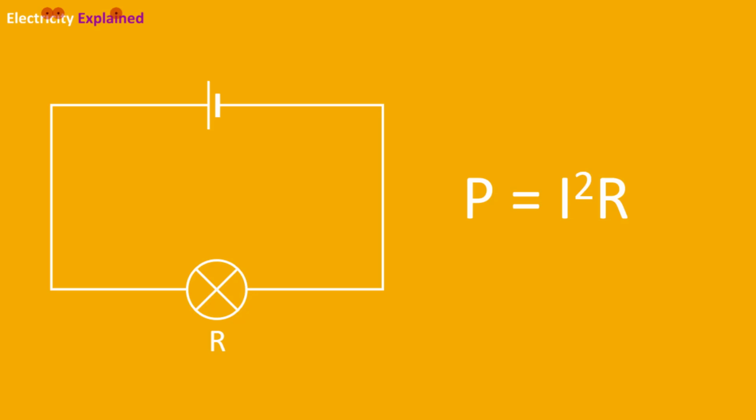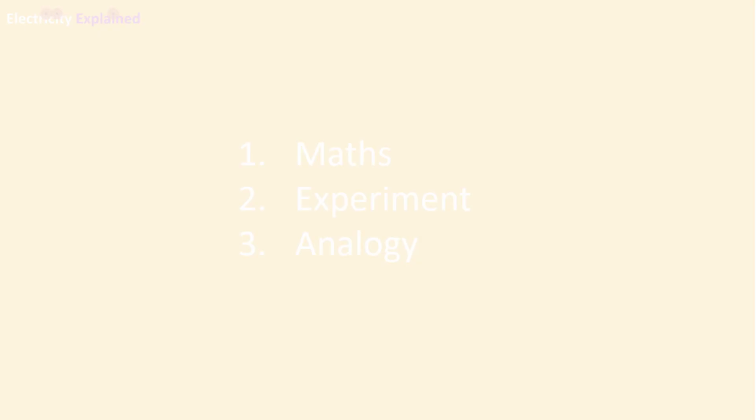P equals I squared R. If R goes up, then P goes up, so you get more heating, right? Wrong. I and R don't change independently. Current goes down when resistance goes up, and since I is squared, that has a bigger effect. So maths by itself won't always work. You need an understanding of circuits too.